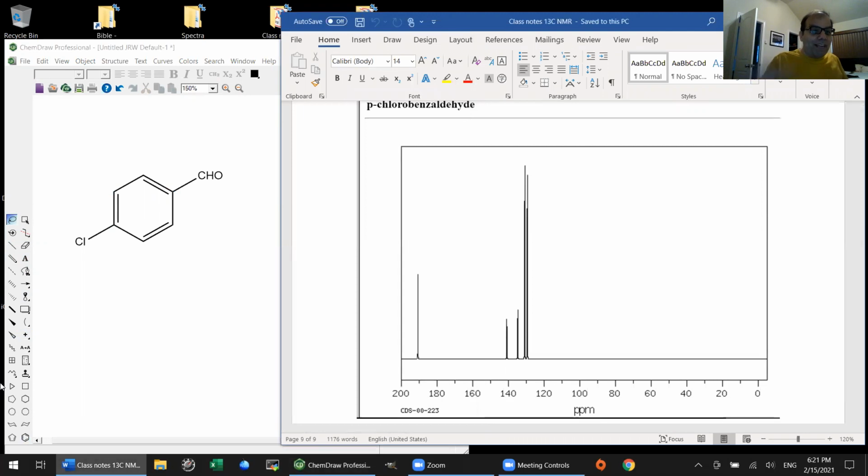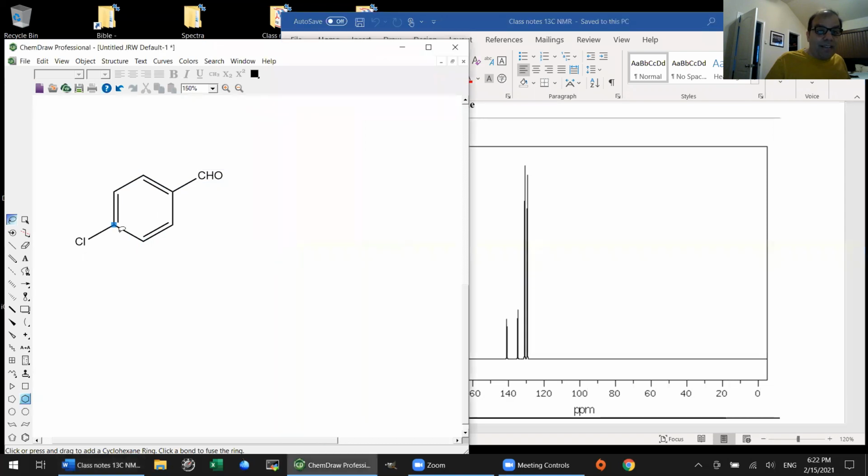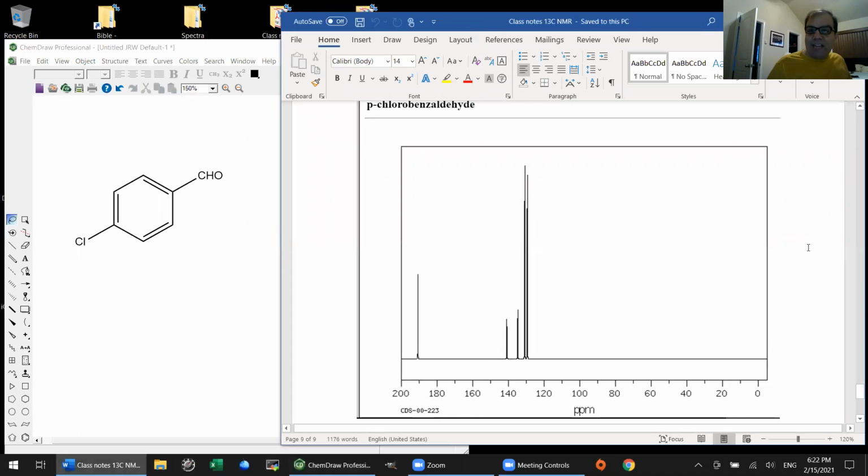What would we expect to see? I'm not looking at the spectrum. Well, we've got our aldehyde carbonyl. That would be by far the most downfield. We've got this one that's directly attached to the carbonyl of the aldehyde. These 2 carbons are the same as each other. They're both ortho to the aldehyde and meta to the chlorine. These 2 also are the same as each other. They're ortho to the chlorine and meta to the aldehyde. And then, last of all, there's this unique carbon that's attached directly to chlorine. So I count 1, 2, 3, 4, 5 types of carbon. And bingo, that's exactly what we've got.